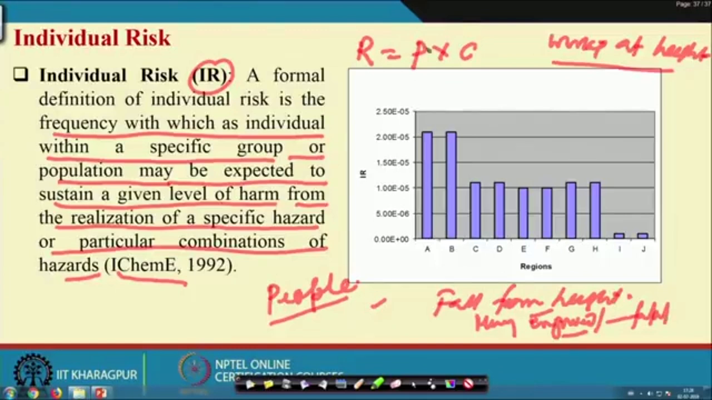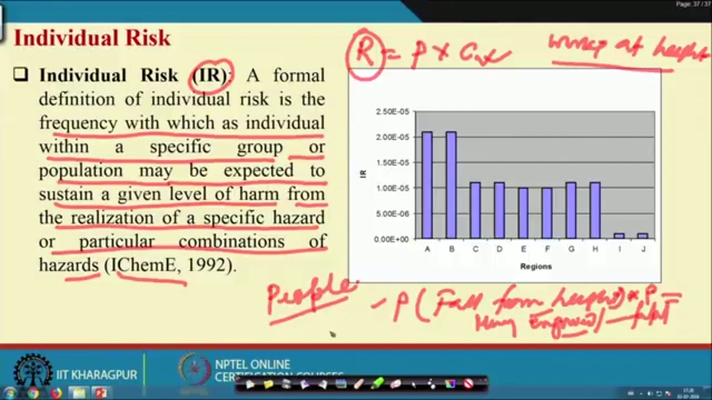So, probability of fall from height times, if we consider that we are interested in fatality risk, the probability of fatality consequence, or simply a consequence value, this will give you the risk value. A welding person is doing some kind of welding in the machine shop. He is also subjected to some kind of risk.